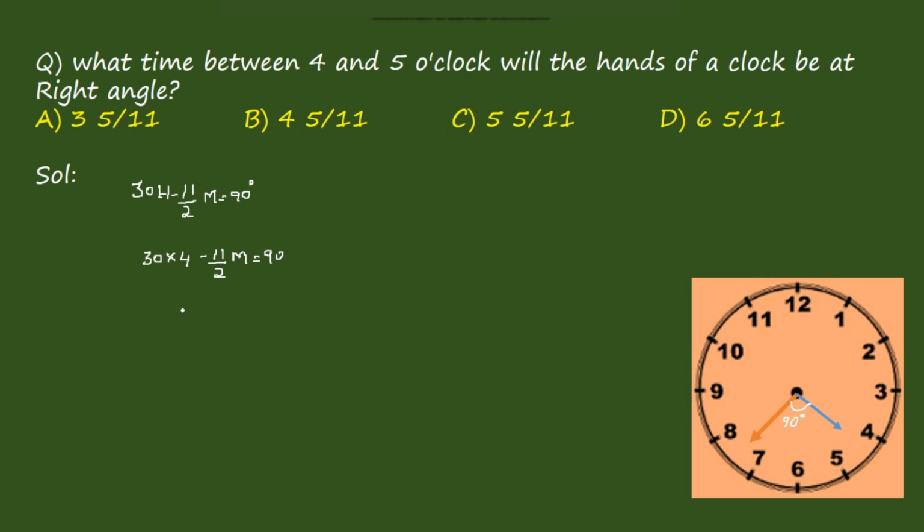4 3s are 12, it becomes 120 minus 90 degrees is equal to 11 by 2 m. Then m is equal to 30 into 2 by 11, 3 2s are 60, it becomes 60 by 11, which is equal to 5 5 by 11. So at what time will they form a right angle? At 5 5 by 11 minutes past 4. So option C.